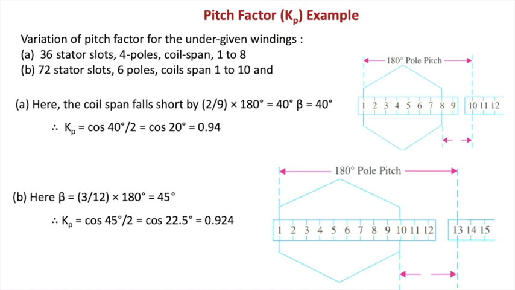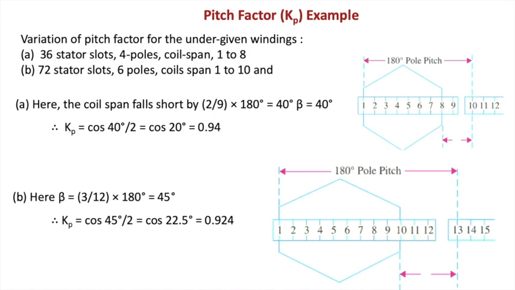So the winding has to go from 1 to 10. Therefore, once you calculate the beta, you can calculate the pitch factor as cos(beta/2), which comes to 0.94. Now for the second case, where you have 72 stator slots, 6 poles, and the coil span is from 1 to 10, which is being used.